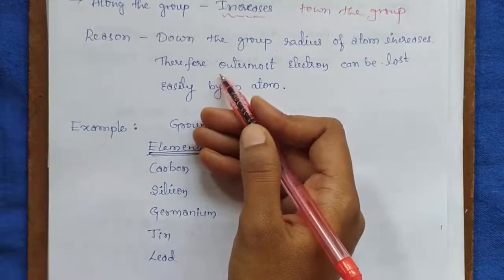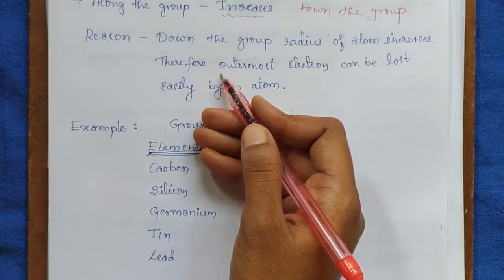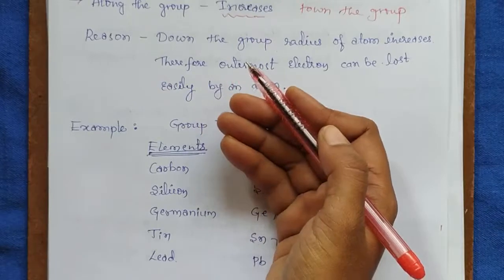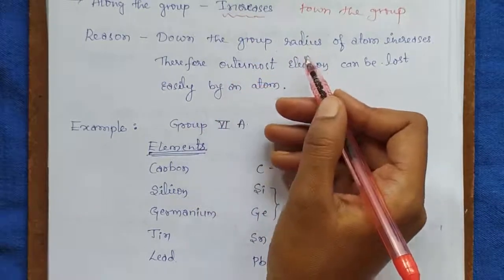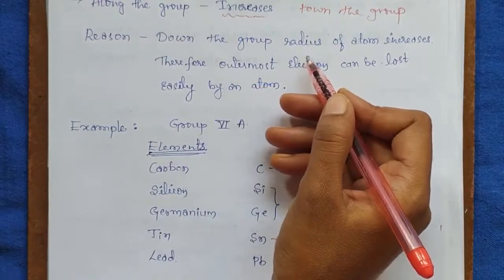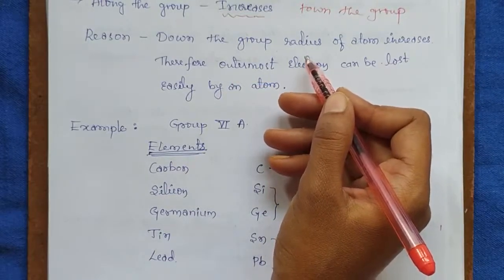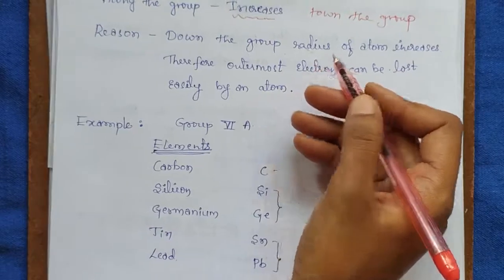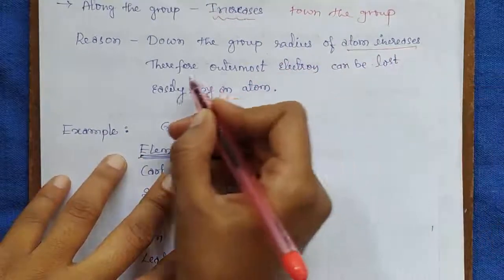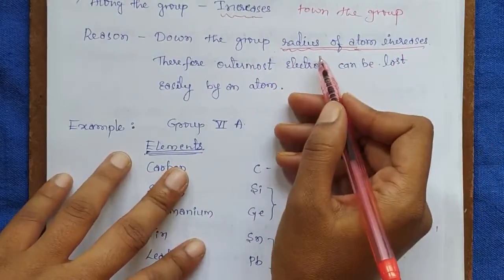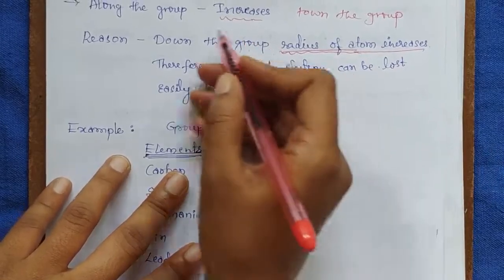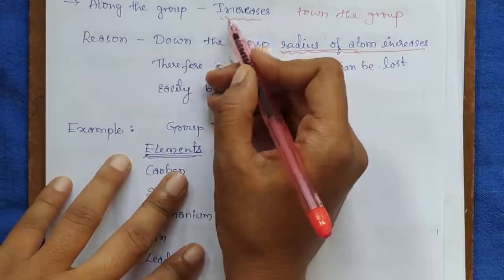Okay, the reason is almost the dead opposite of the reason we have seen in the case of a period. In the case of a period, due to the decrease in atomic radius across the period, metallic character decreases. But in the case of a group, due to the increase in atomic radius of the elements down the group, the metallic character increases.